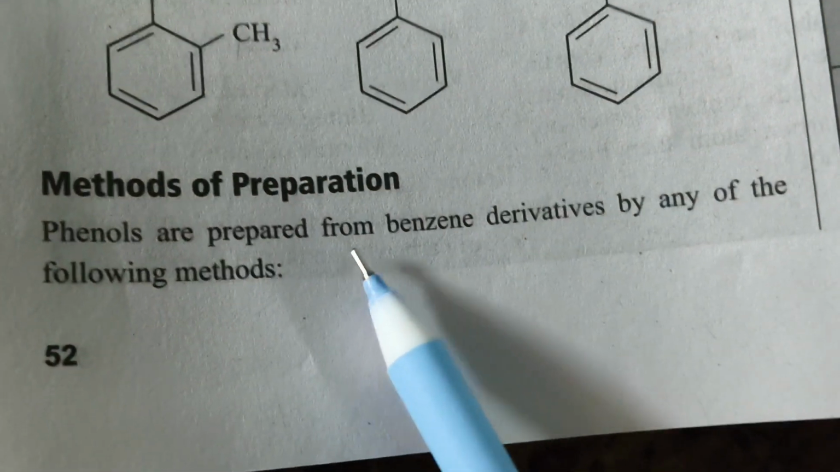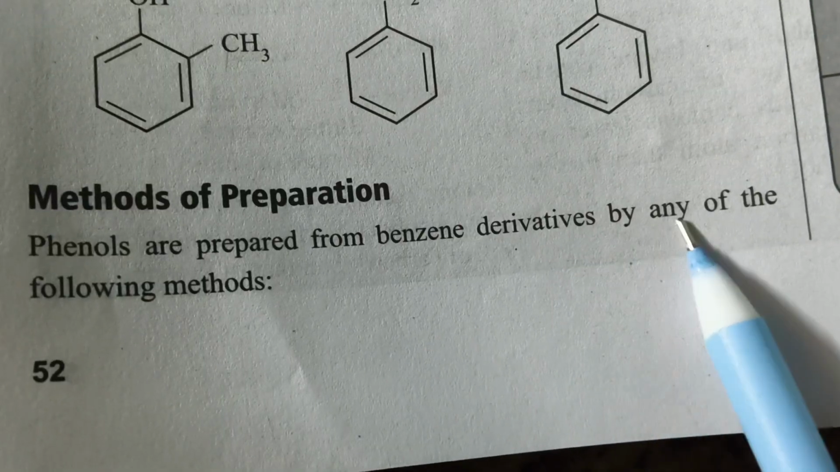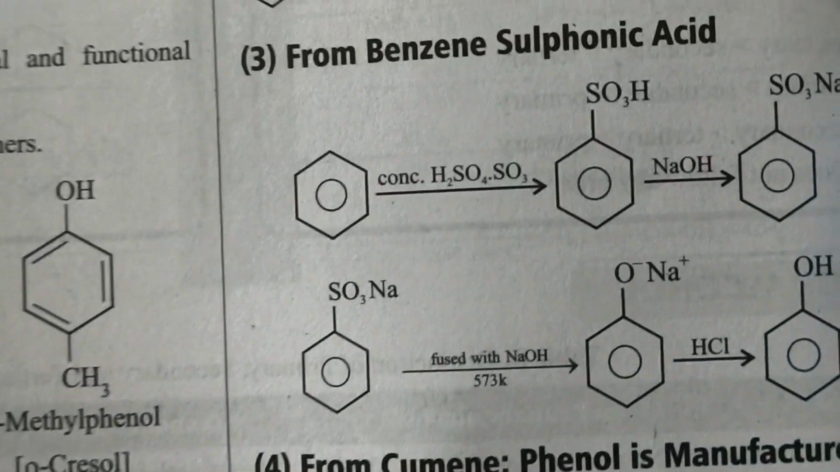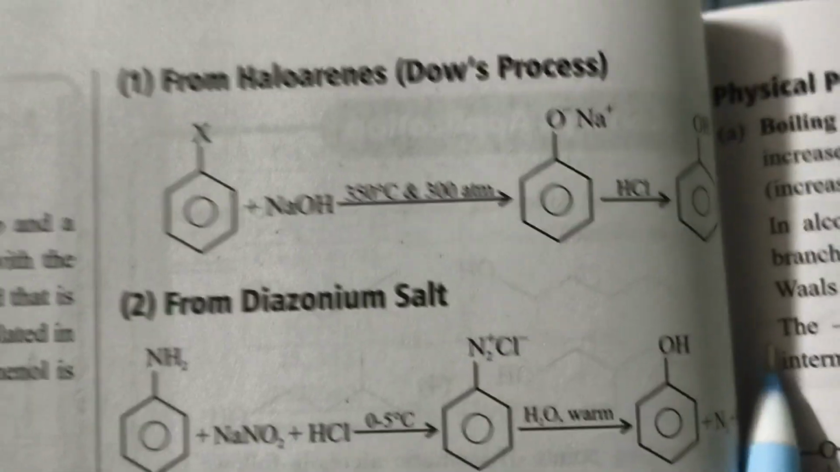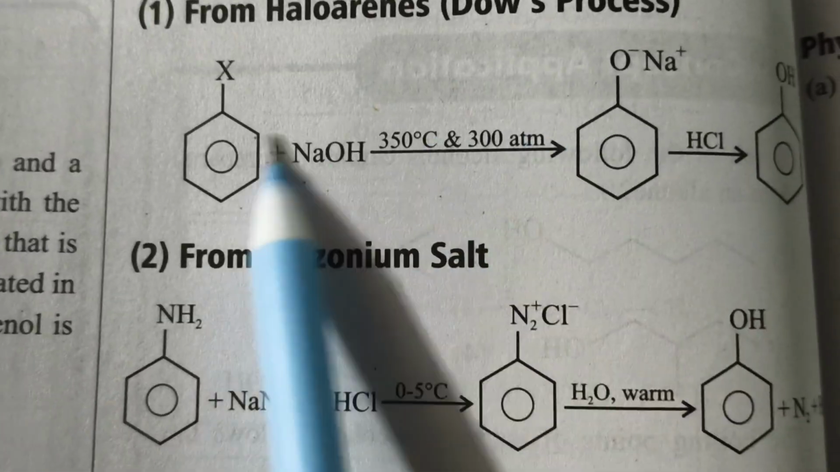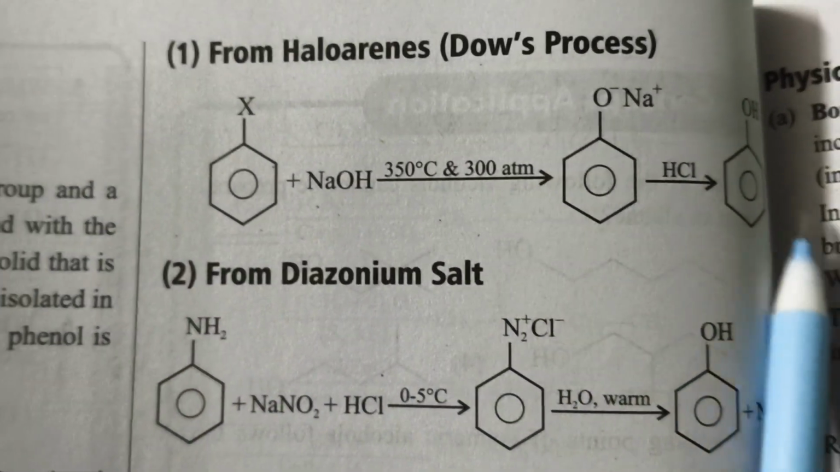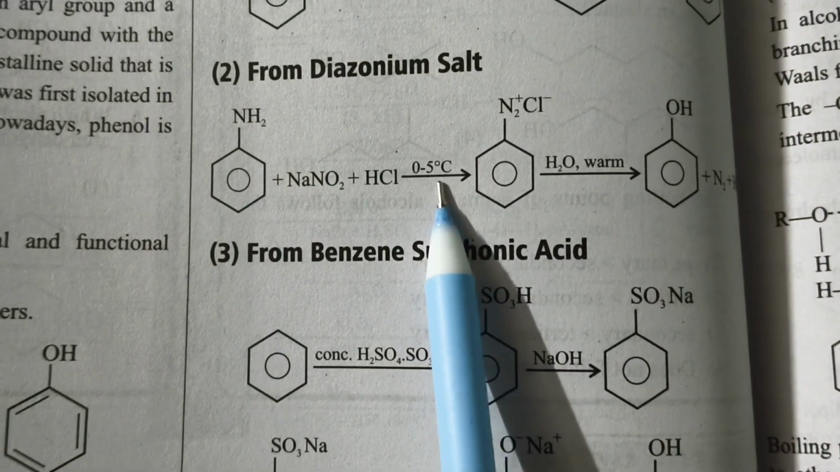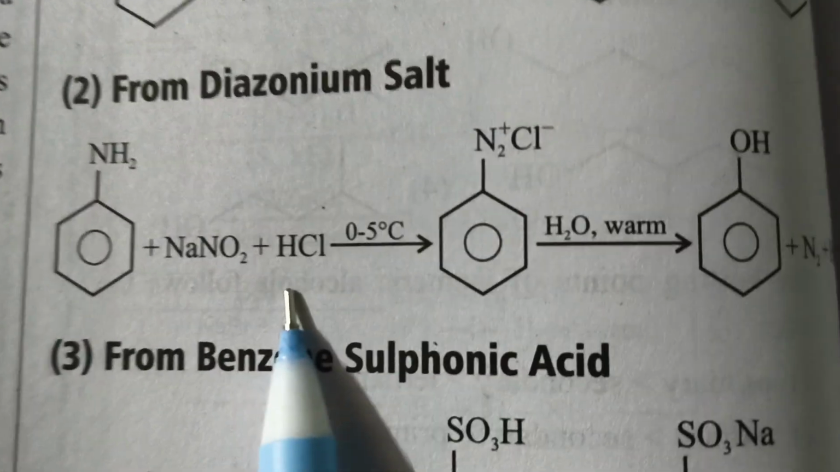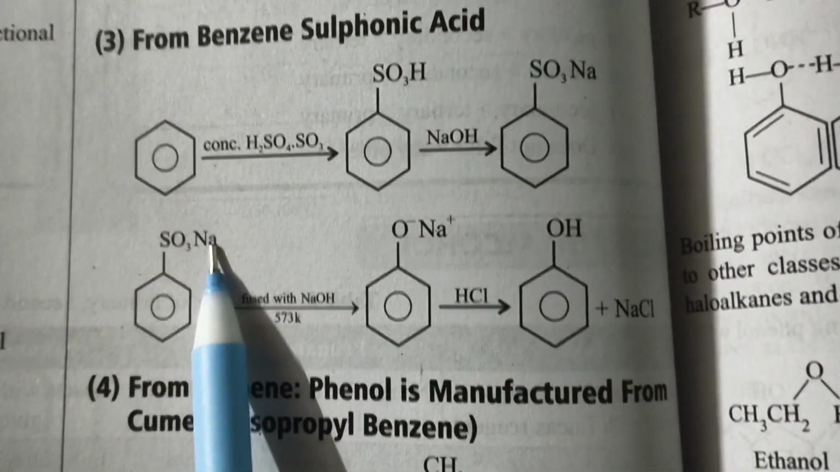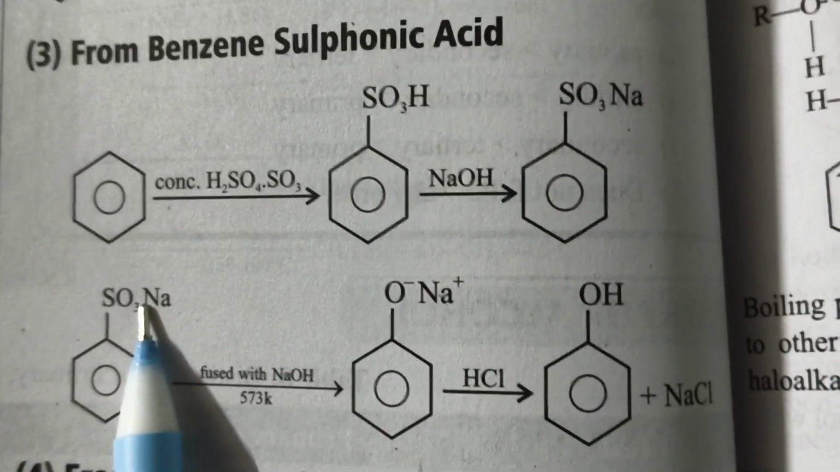Method of preparation. Phenols are prepared from benzene derivatives by any of the following methods. From haloarene, the Dow process. This is the Dow process. From diazonium salt, this is the diazonium salt process. From benzene sulfonic acid, the reagent is benzene sulfonic acid.